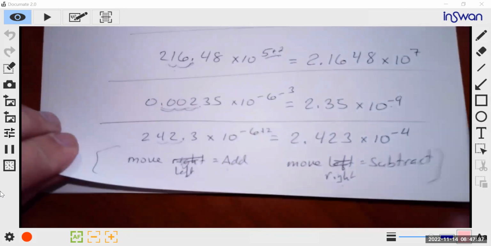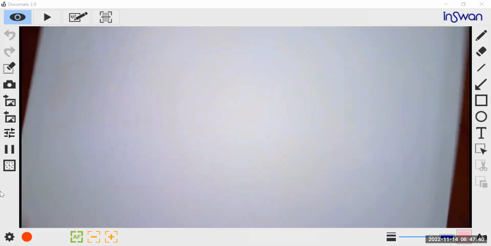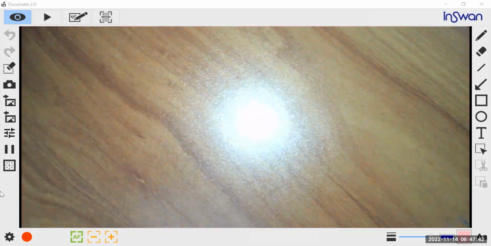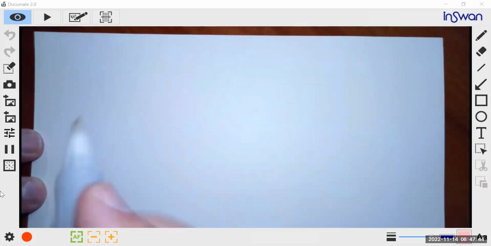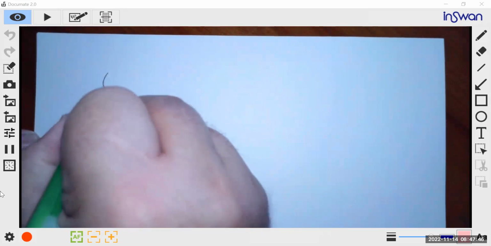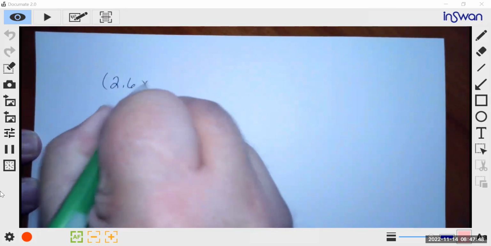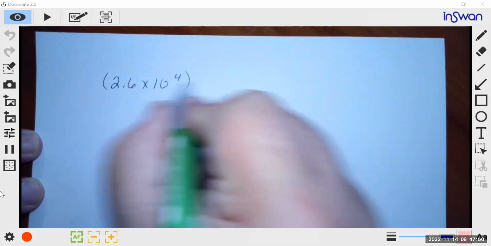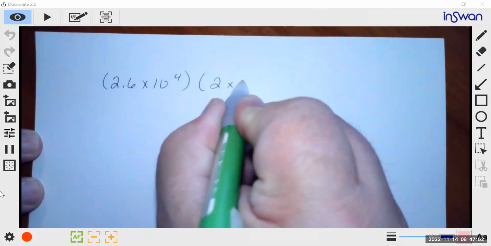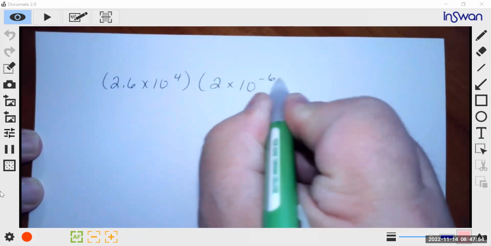All right, let's see why we're doing this. Let's multiply some numbers together and divide some numbers. So what if we had 2 numbers: 2.6 times 10 to the 4th times 2 times 10 to the -6?